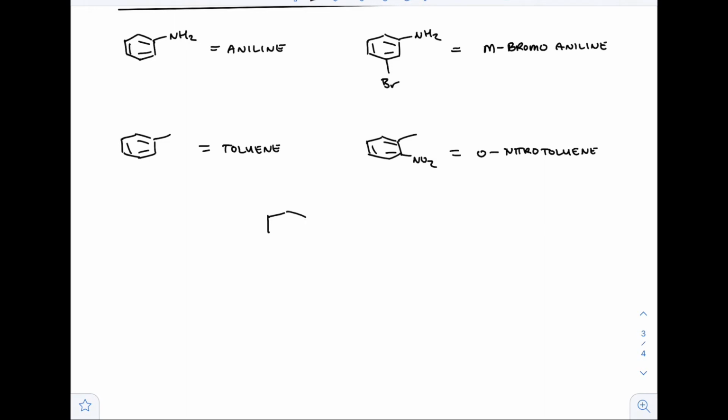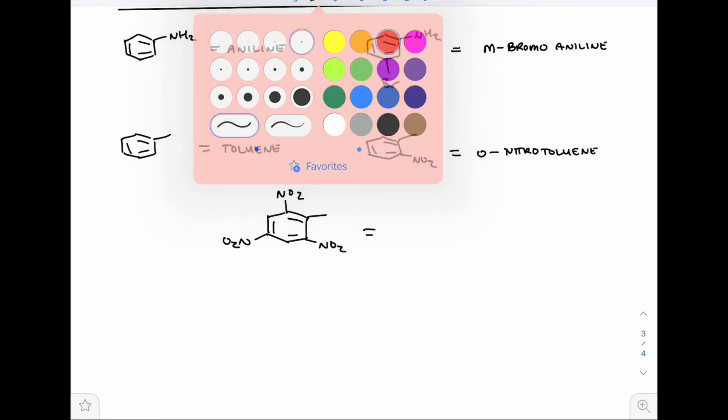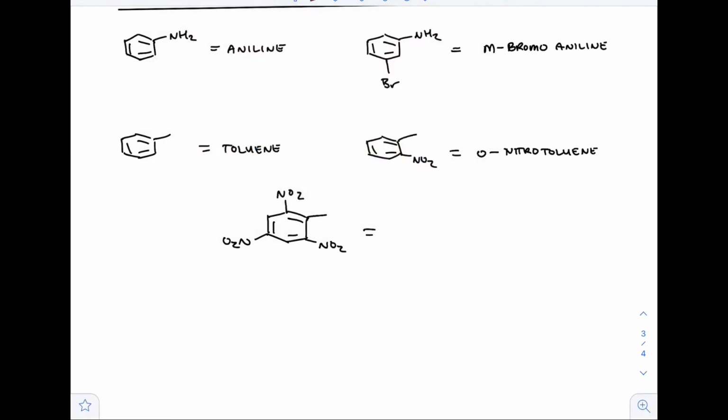So what I want to do here, I'm going to draw out something else for you. So we got a toluene. Let's throw 3 nitros on there. 1, 2, 3. What is this going to be called? Okay, so it's going to be called trinitrotoluene, right? We got 3 nitros on there, so it's trinitrotoluene. Sorry, we gotta do the 2, 4, 6 trinitrotoluene.